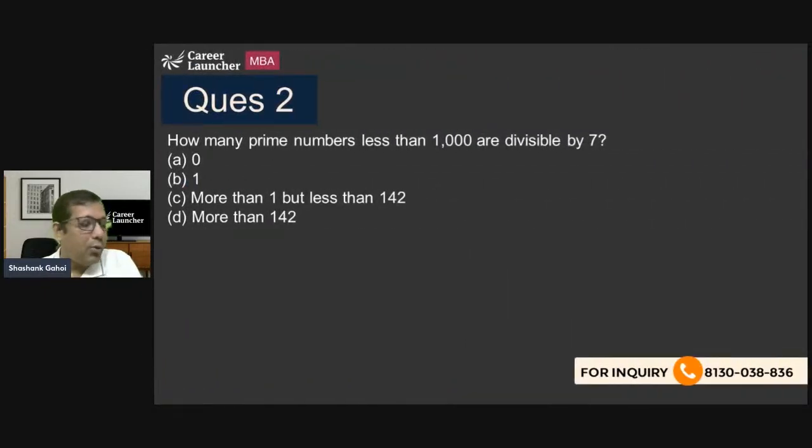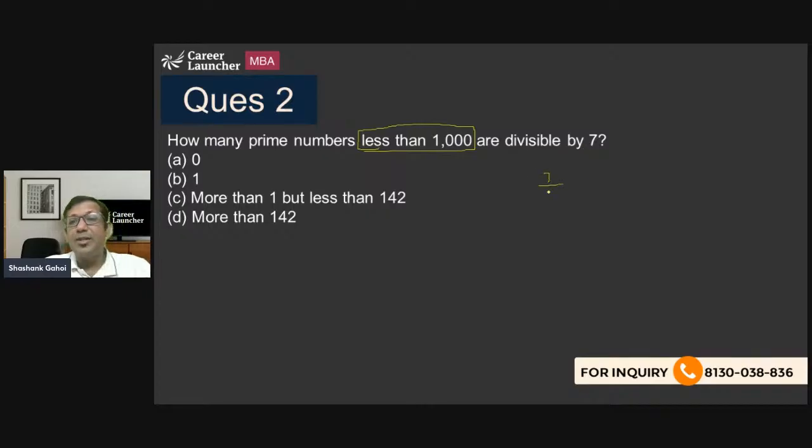Okay. Now let's move on to the next one. What does it say? How many prime numbers less than 1000 are divisible by 7? Now, how many prime numbers are divisible by 7? So basically, I think this statement itself is useless.